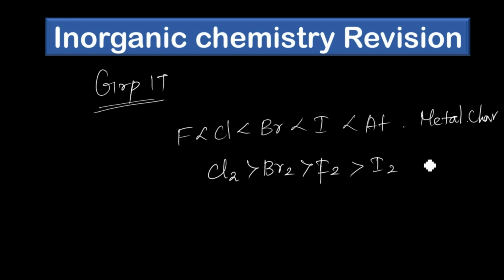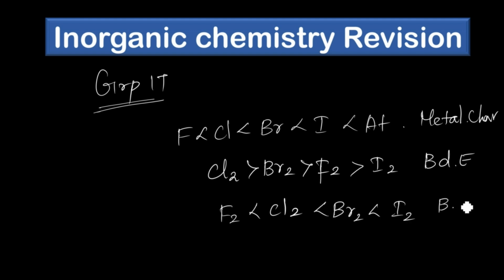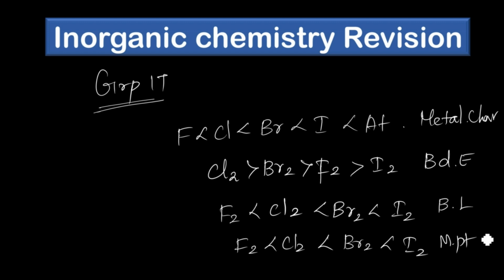Okay, then we are talking about bond length. Fluorine will form shorter, stronger bonds due to its smaller size. Then come the other elements. Bond strength is just the opposite of bond length. For melting and boiling point, again, fluorine is very low. Okay, so this is the order of it.